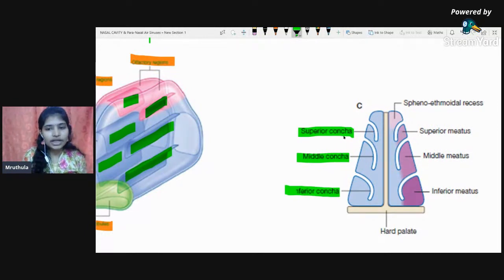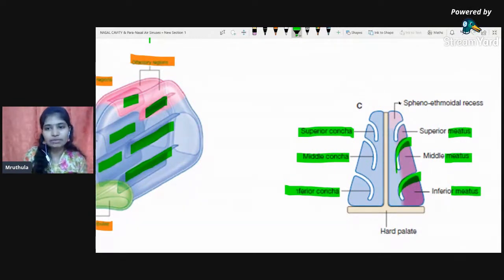So now with respect to concha, we are going to see three other features or structures, right. So this is it. The space or the cavity between the concha is called the meatus, okay. So because we have three concha, we have three meatus. In between the superior and the middle concha, we have the superior meatus. In between the middle concha and the inferior concha, we have the middle meatus, and below the inferior concha, we have the inferior meatus.